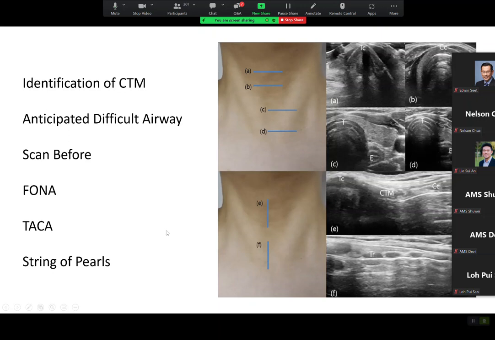There are two methods described: the Taka method or string of pearls. So the images on the top right here are the airway in the transverse plane, where you can recognize the thyroid cartilage as a V-shaped structure, the cricoid cartilage as a horseshoe structure, and you can see tracheal rings here. Okay, and in the longitudinal or sagittal plane, you can see thyroid cartilage here and cricoid cartilage here and cricothyroid membrane in the middle. The tracheal rings appear as a string of pearls.